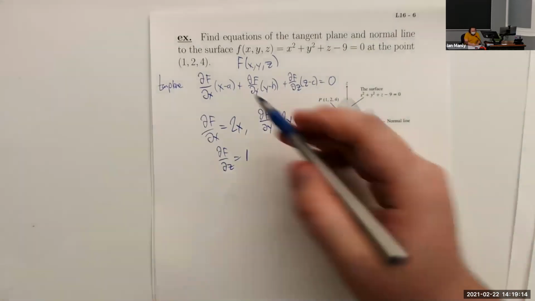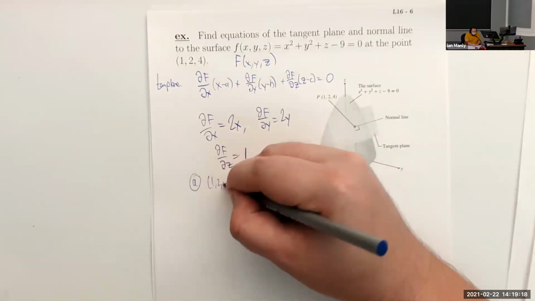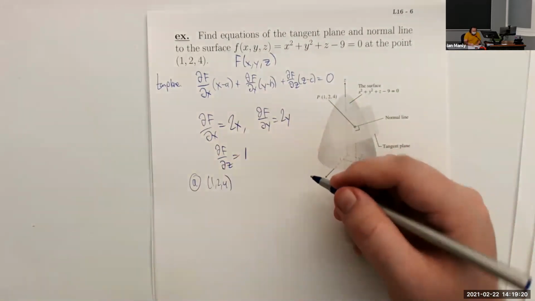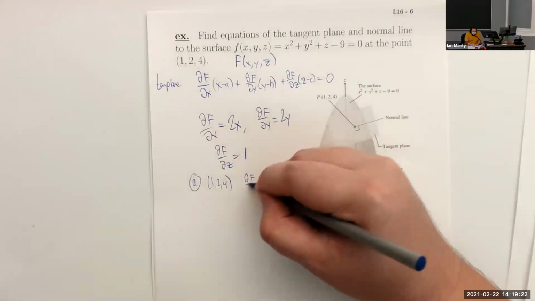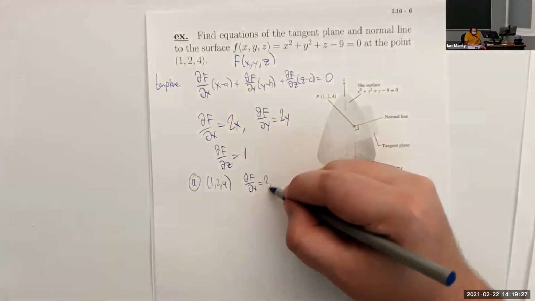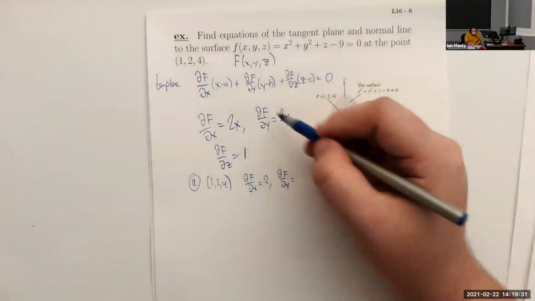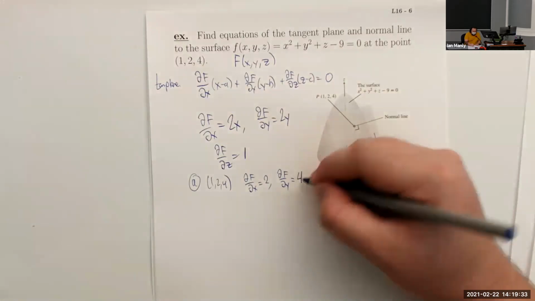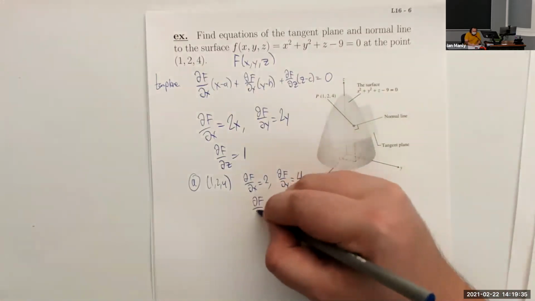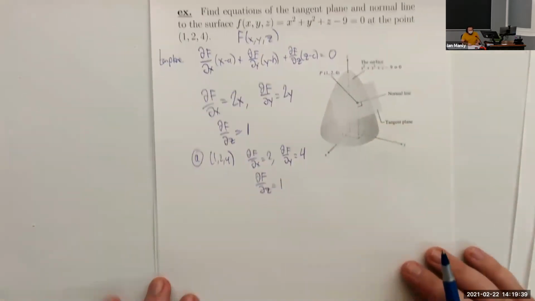All right. Now we want to do this at the point 1, 2, 4. So we're doing this at 1, 2, 4 specifically. So our partial f, partial x, well, let's see. It'll be 2 times 1, which is 2. Partial f, partial y. We have 2 times 2, which is 4. And then partial f, partial z, well, that's going to be 1 no matter what, because that's a constant.